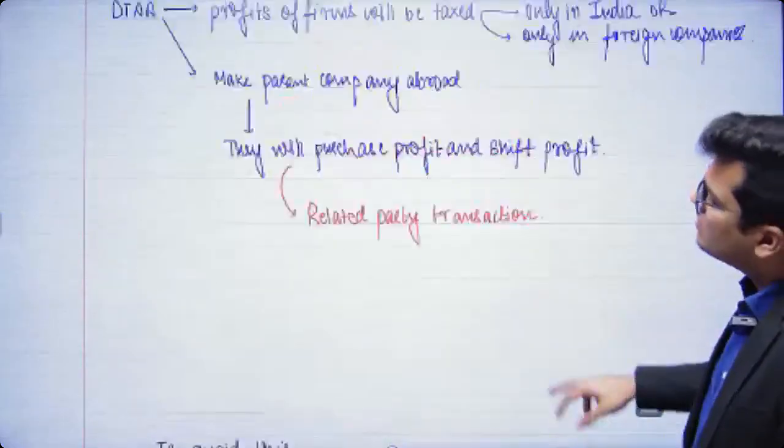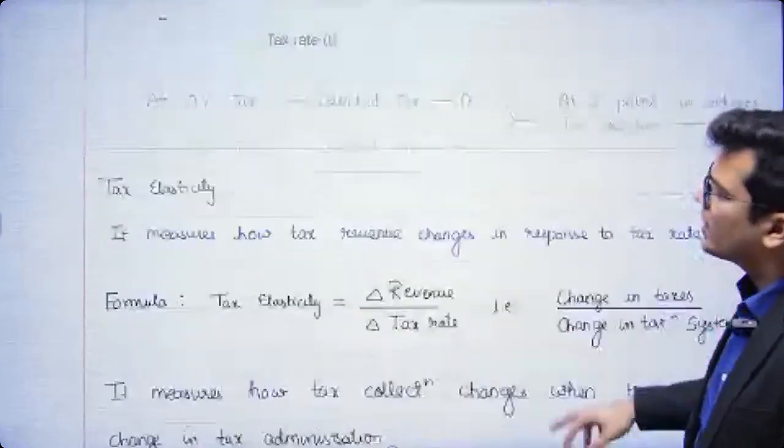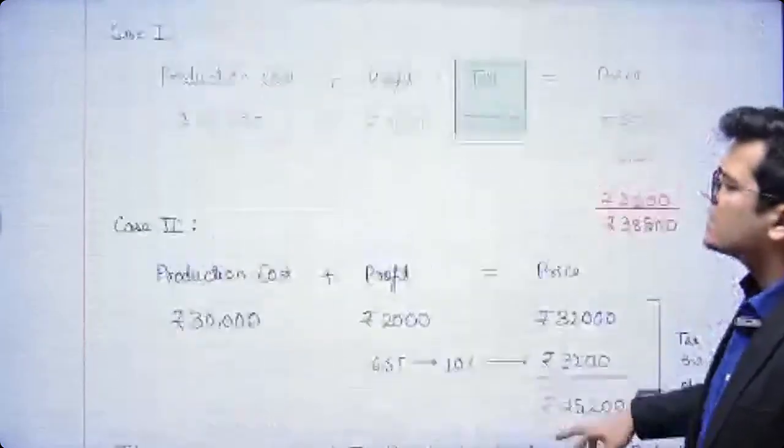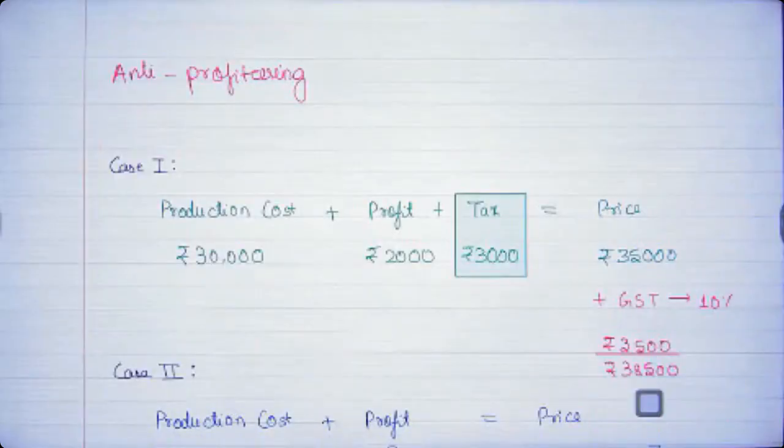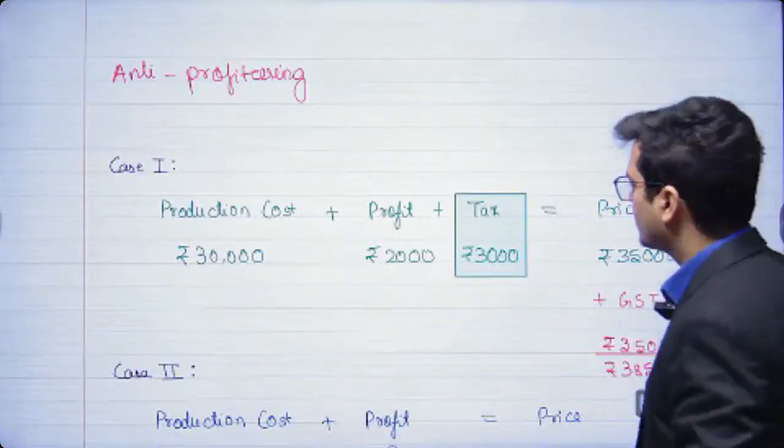These are all terms that are related to avoiding tax evasion. Now, one more thing we'll read here called tax deducted at source, TDS.